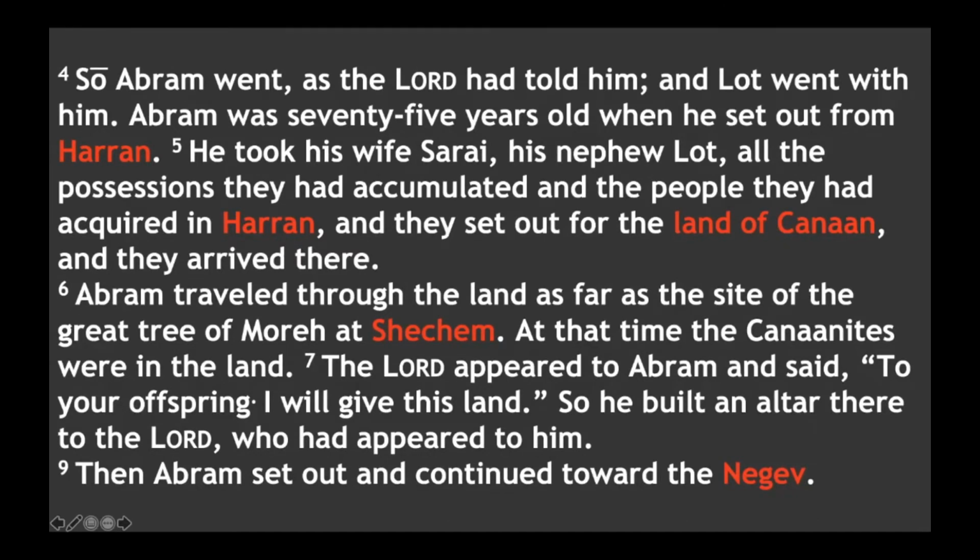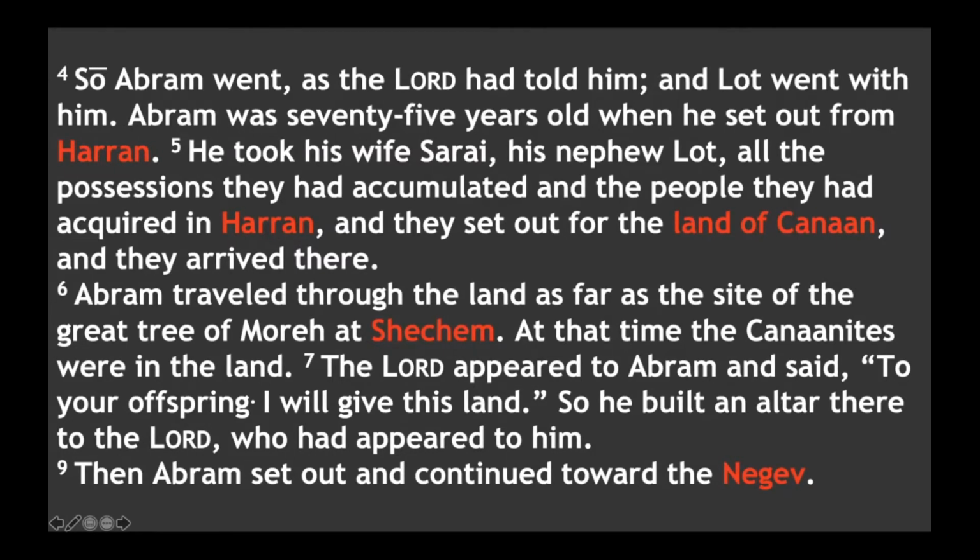Now, I won't read all the verses from 4 to 9, but I wrote in red for you the important locations that he went through. And we said his birthplace was Ur of the Chaldeans. And then he went to Haran, and he took his wife Sarai, and from Haran to the land of Canaan to a place called Shechem.